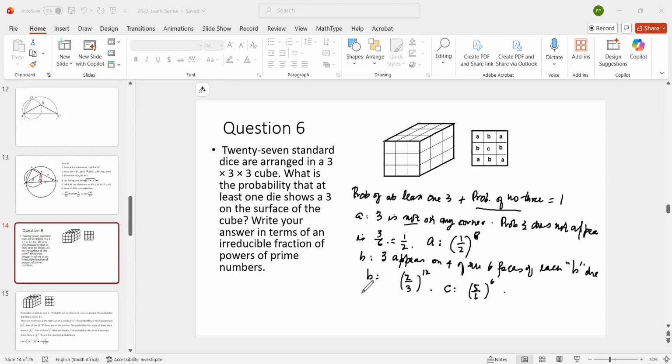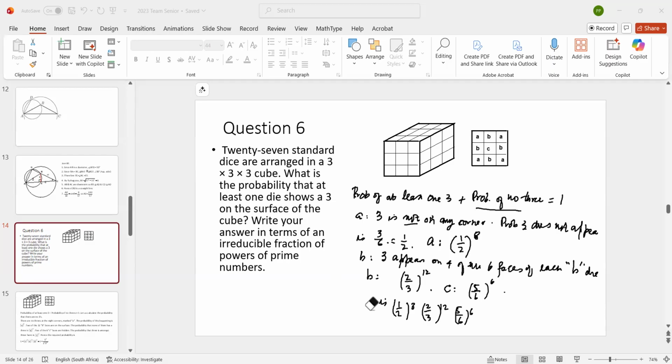So the answer is the product of all these probabilities: half to the 8, multiplied by 2/3 to the power of 12, multiplied by 5/6 to the power of 6. Okay, no, this is not the answer. This is the probability that 3 does not occur.